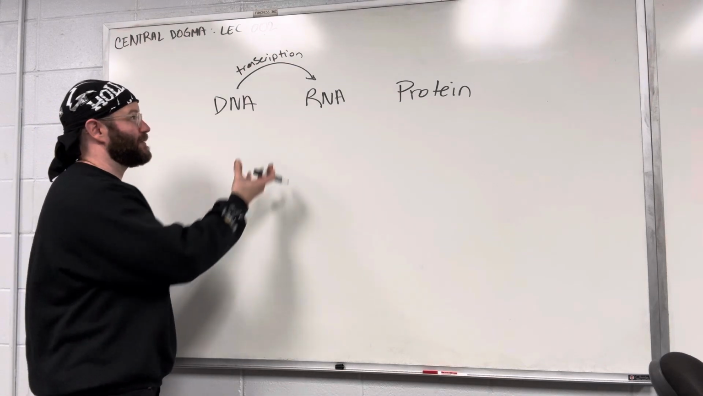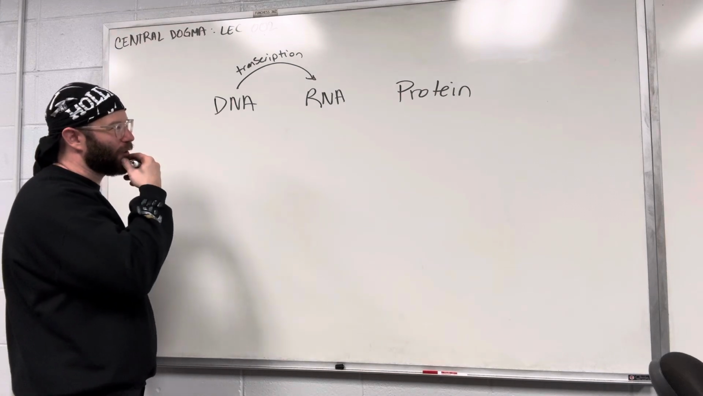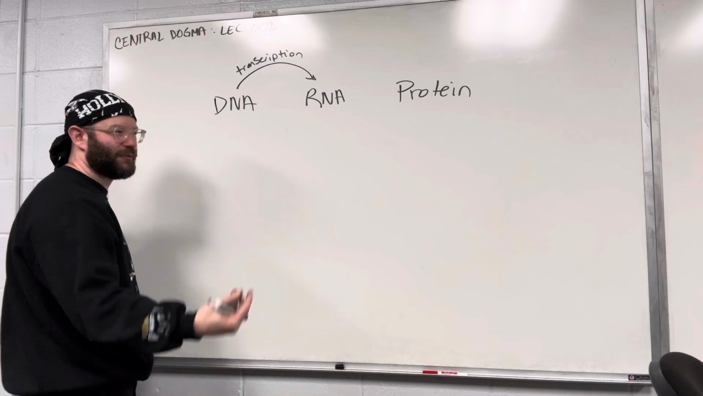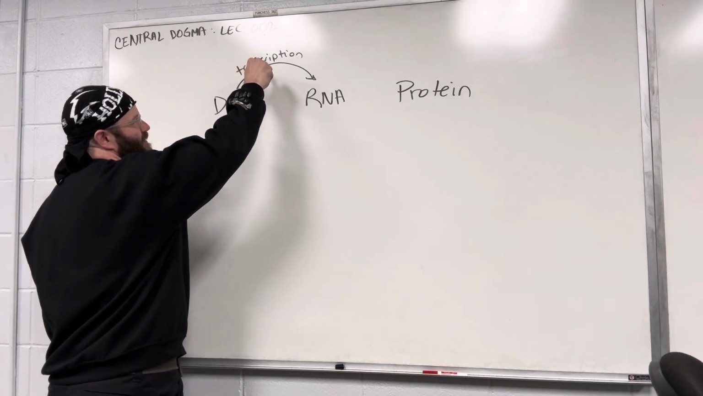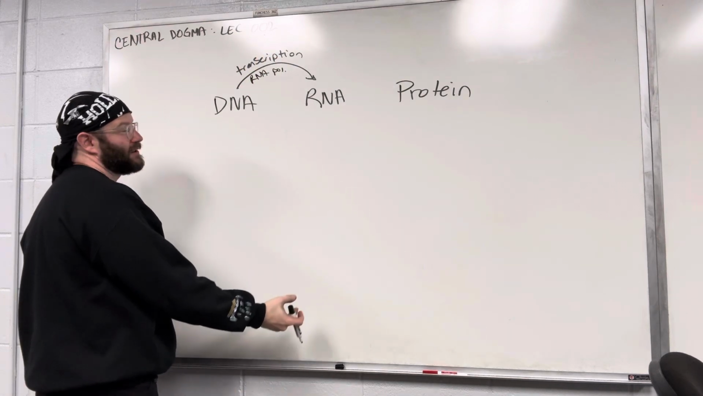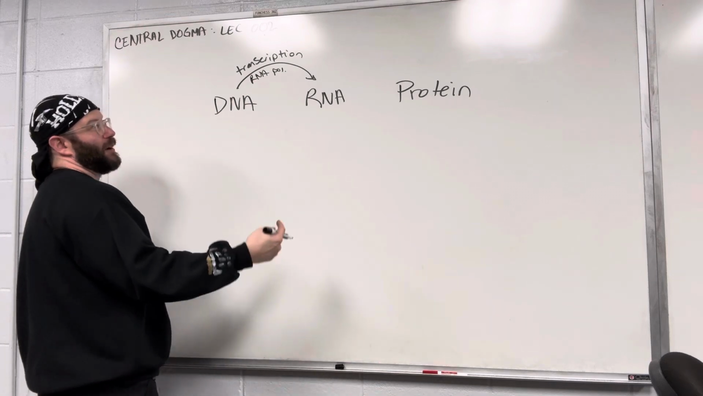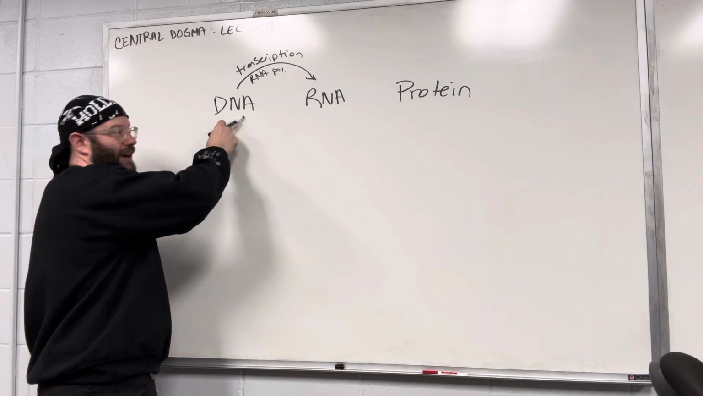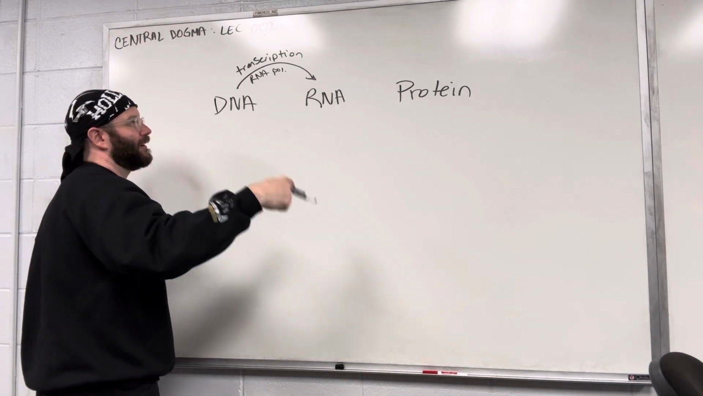What's the name of the enzyme that does transcription? Transcriptase. Yes, but it's also a type of enzyme that we've already talked about. RNA polymerase. Yes, it's an RNA polymerase, which is different from a DNA polymerase. A DNA-dependent DNA polymerase will do DNA replication. A DNA-dependent RNA polymerase will take DNA and make RNA. So transcriptase is a DNA-dependent RNA polymerase.